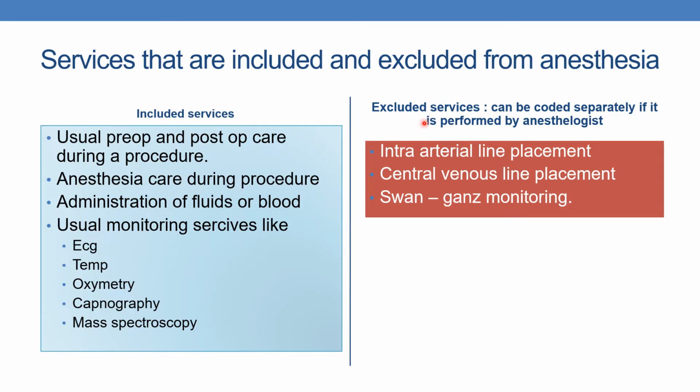Now coming to the examples of services that are excluded. That is, they can be coded separately if they are performed by the anesthesiologist. Examples are intra-arterial line placement, central venous line placement, and Swan-Ganz monitoring. These are some of the examples of services that can be coded separately in addition to the anesthesia code.